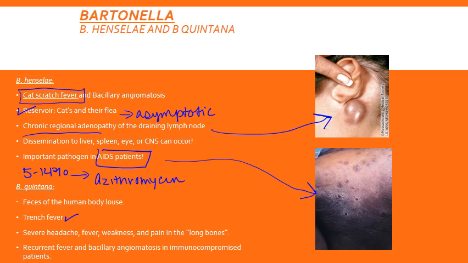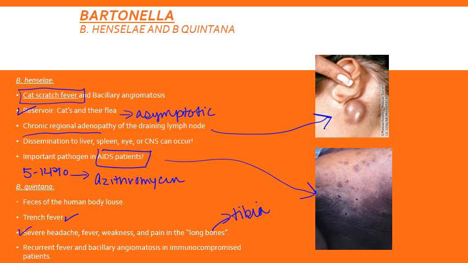Typically, it presents as patients having severe headache, fever, weakness, and pain in the long bones, particularly the tibias. You get it from the feces of the human body louse. So once again, this is something that we could associate with patients who are spending a prolonged period of time in pretty rough conditions like trenches, refugee camps, times of war. And the disease is literally spread person to person because people are living in close quarters.